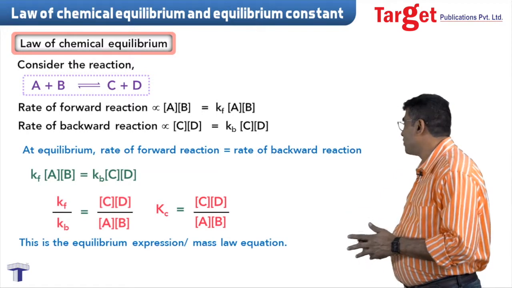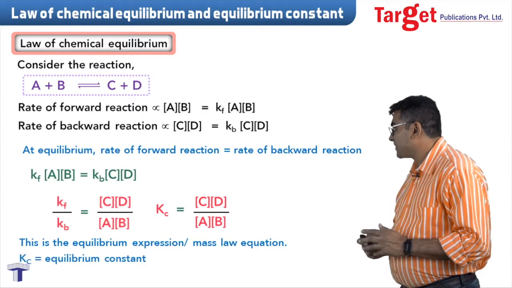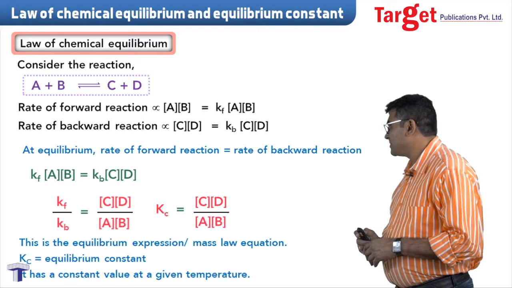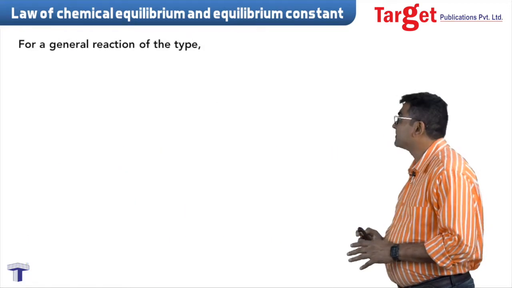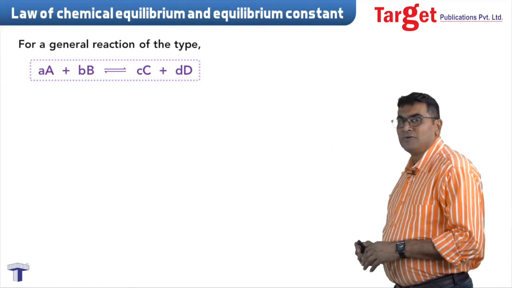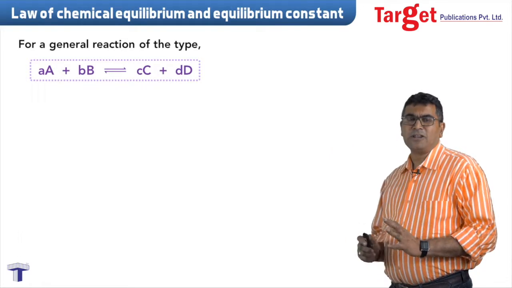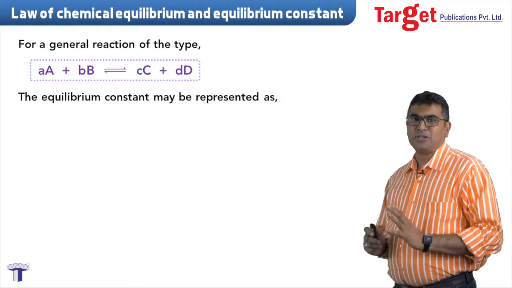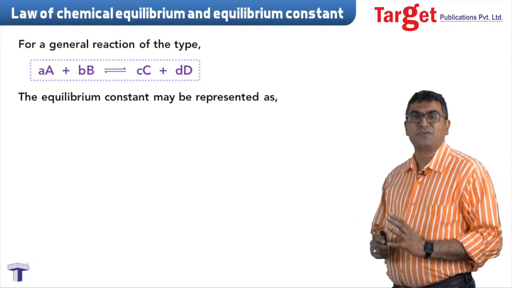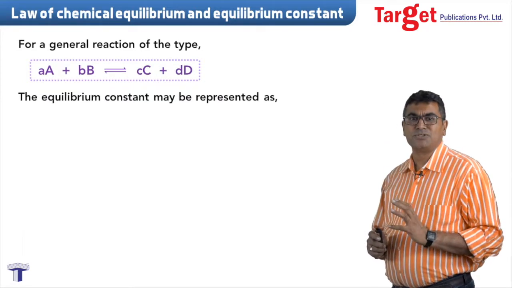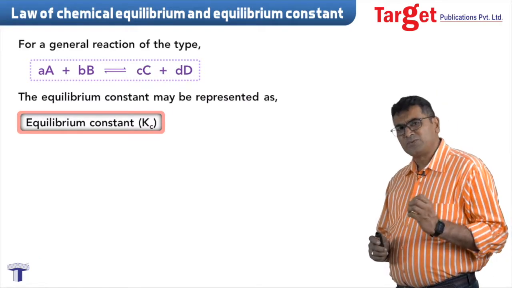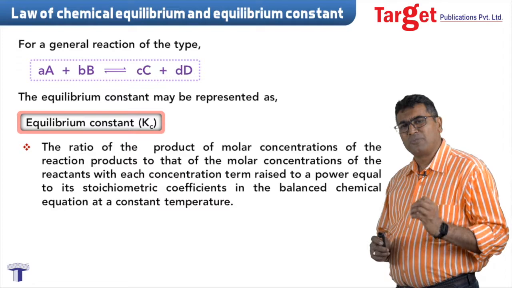You can see this expression for mass law equation. Here Kc represents the equilibrium constant. This remains constant at a given temperature. In general, for a reaction of this type, we simply have to think that equilibrium constant is nothing else but the ratio of concentrations of product to concentration of reactants, in which each of the concentration terms is raised to the stoichiometric coefficients. I hope this was a perfect explanation for equilibrium constant.